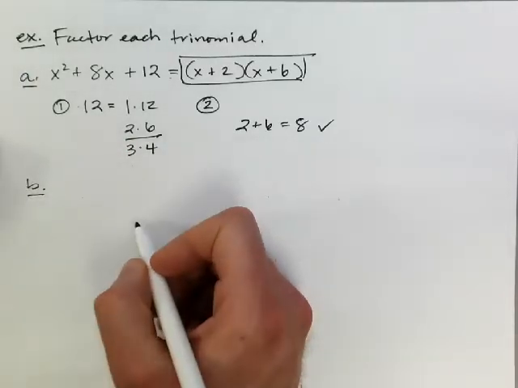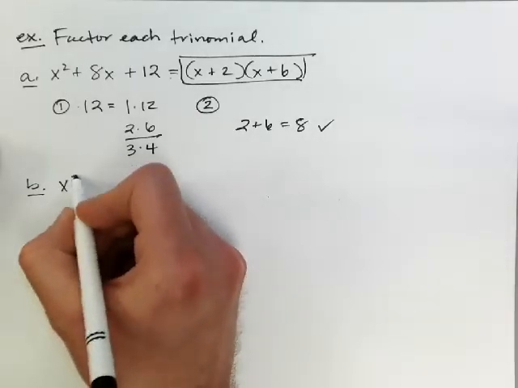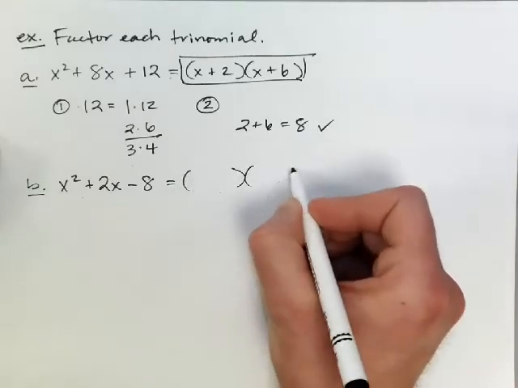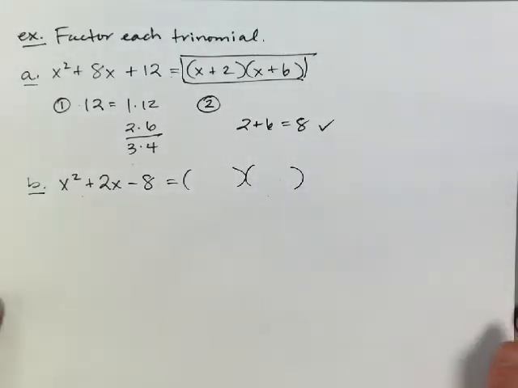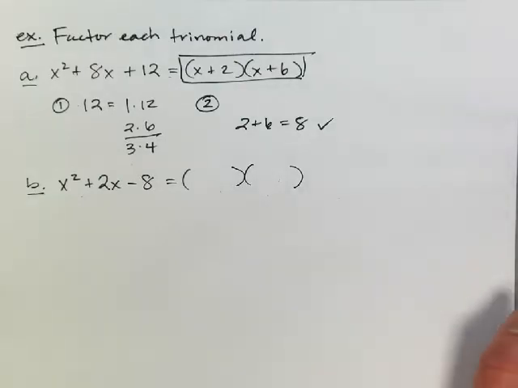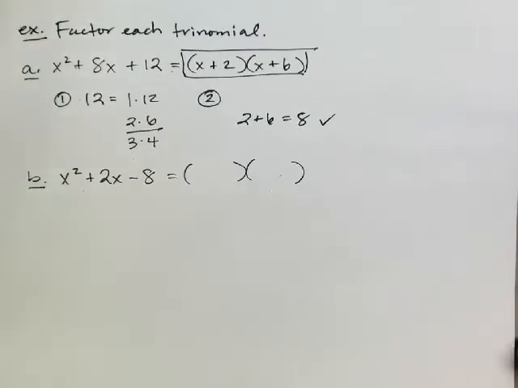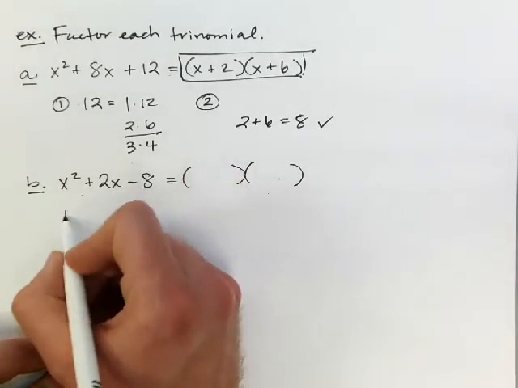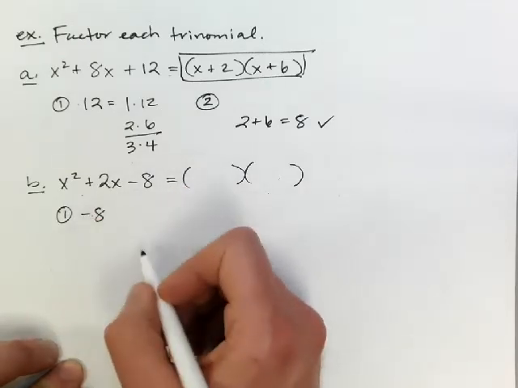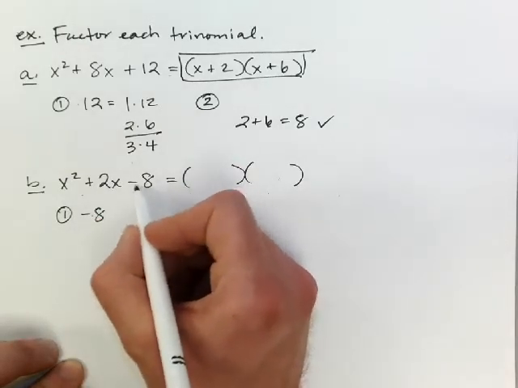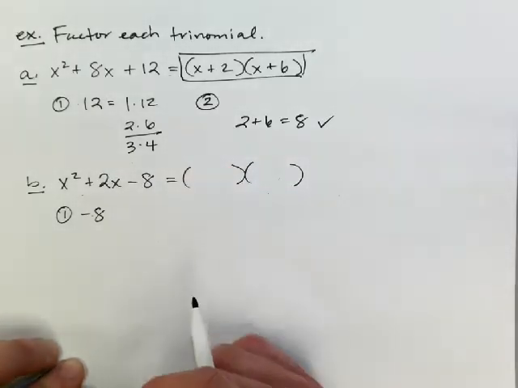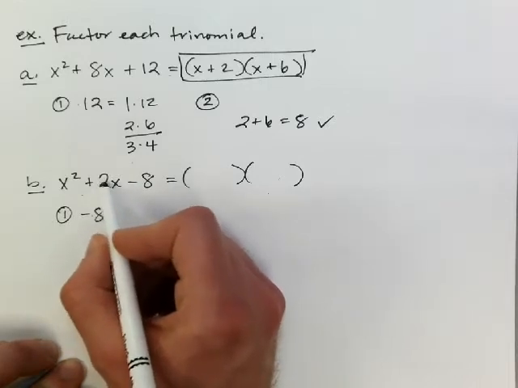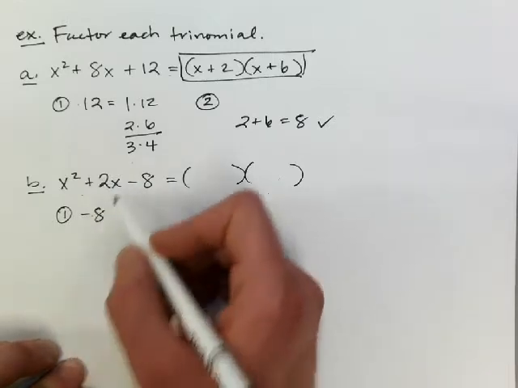B. How about x squared plus 2x minus 8? Pause the video and try it out on your own. We know we need these 2 numbers to multiply to -8 and add up to 2. This is negative, so one of our numbers needs to be negative and one needs to be positive. Since the middle term has a positive coefficient, the positive will be the bigger factor.